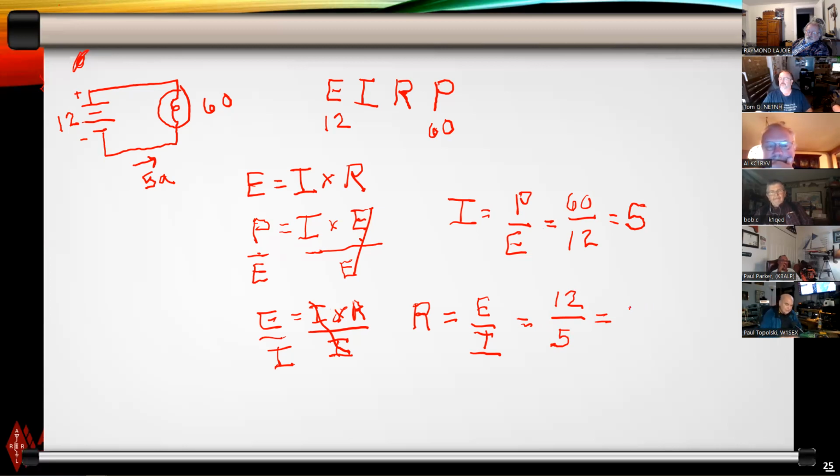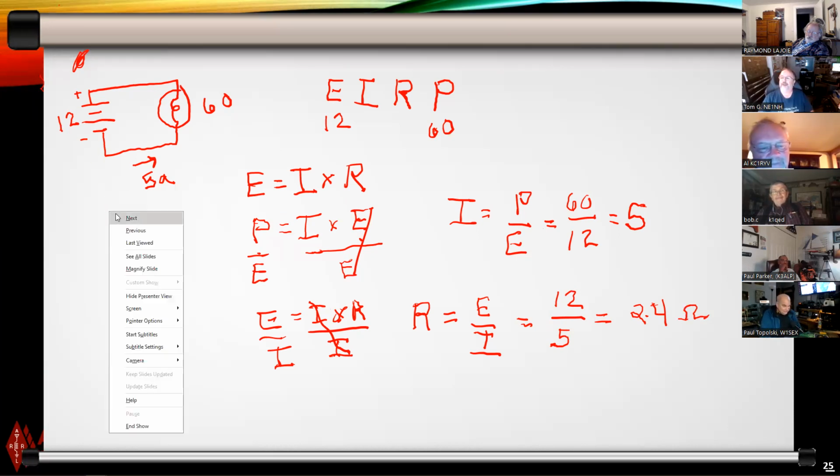5 going into 12. Anybody got a calculator handy? 5 going into 12 2 times, so it's 2.5. 2.4. You'll get 2.4. Now, what's the symbol? We're solving for resistance, so it'd be ohms, right? Ohms. Oh my granny, what big resistors you have. Okay. Yes, I know it's bad and it's supposed to be bad. That's how you remember it. All right. So that is everything we need to know right there.